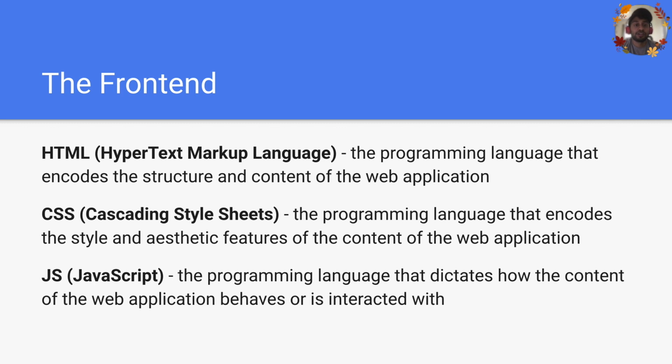HTML, the language that is ultimately contained in the HTTP response that is returned by the web server and rendered by the web browser, is the programming language that captures and encodes the structure and content of the web application. CSS, which stands for Cascading Style Sheets, is the programming language that encodes the style and aesthetic features of the content of the web application. Everything from font color to placement to the width and height of a specific section of the page, all of this is captured by CSS.